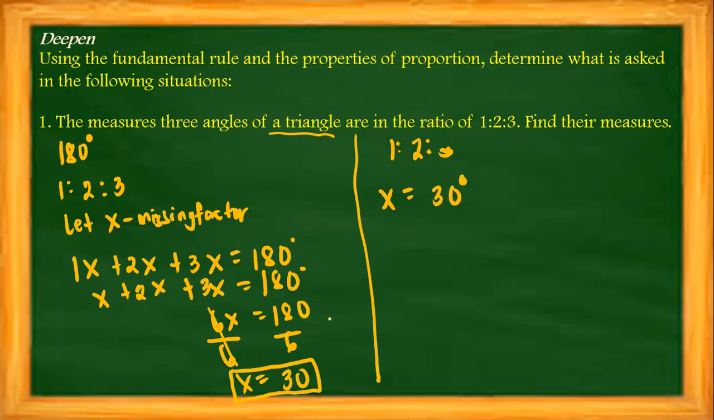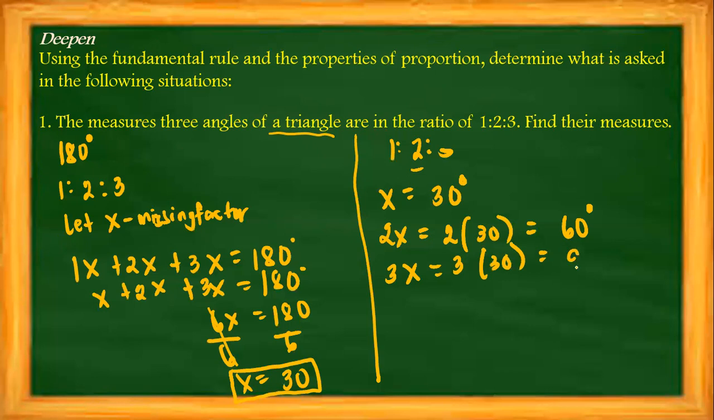The second angle is 2x with a ratio of 2. So just multiply 2 by 30. 2 times 30, the answer is 60 degrees. Next, the third angle is 3x with a ratio of 3. Just multiply 3 and 30. So we get 90 degrees.